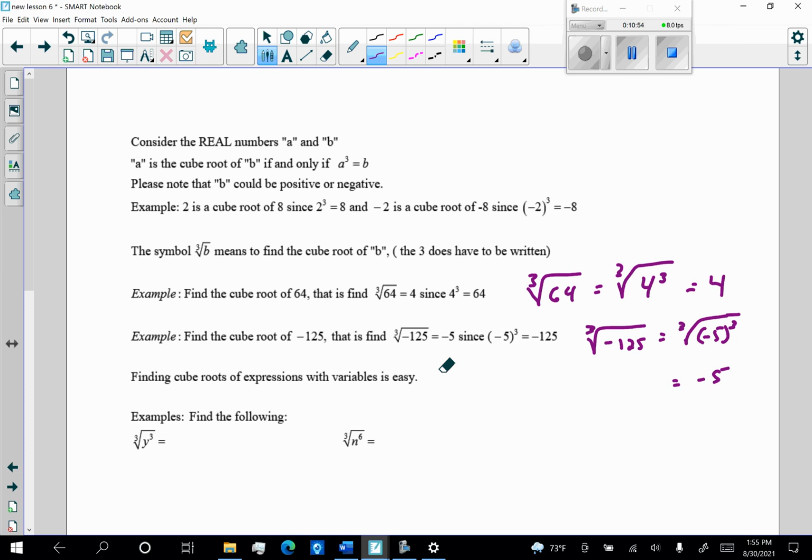Finding the cube root of expressions with variables is easy. What's the cube root of y cubed? What cubed, and this is the exact question you ask: what cubed is y cubed? Why?